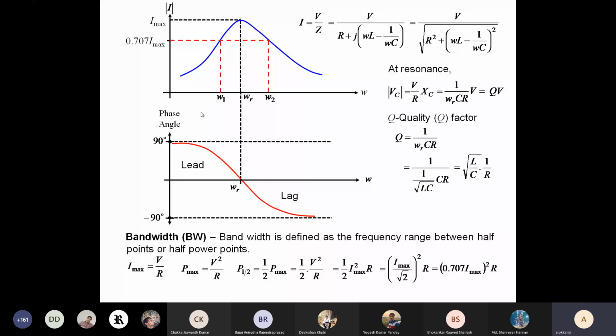The bandwidth is defined as the frequency range between the half power points. So if the shape of this current versus omega changes, if that blue curve changes, that frequency range will also change. The blue curve will change for different circuit components.